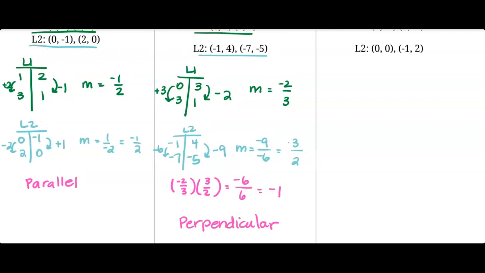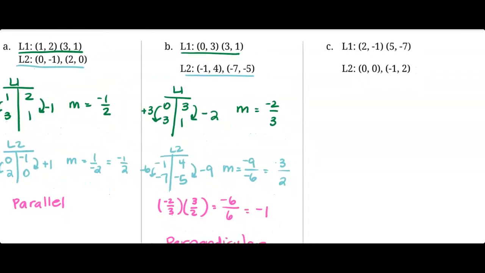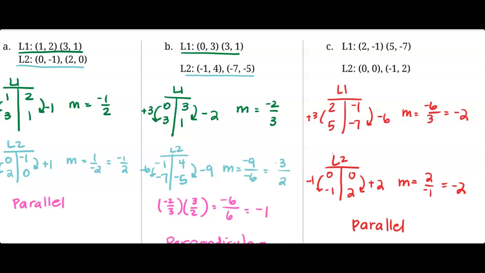Give letter C a try. You should have found that your slope for line 1 was -2, your slope for line 2 was -2, and since those are the same, that makes those two lines parallel.